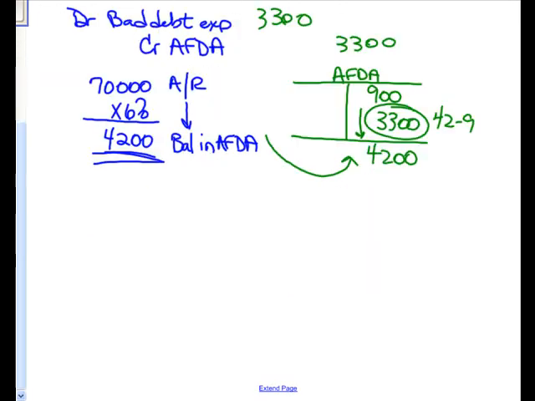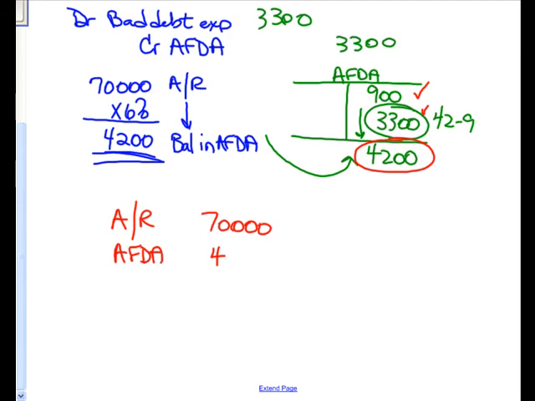Now, when we look at this one on the balance sheet, accounts receivable hasn't changed. Our journal entry didn't change the $70,000. The journal entry did change the allowance for doubtful accounts. Remember, it started with $900. We credited the account for $3,300, so we end up with $4,200 credit in that account. Accounts receivable is a debit. Allowance for doubtful accounts is a credit. So when we subtract the two, we get the net realizable value of accounts receivable. So it would be $65,800.